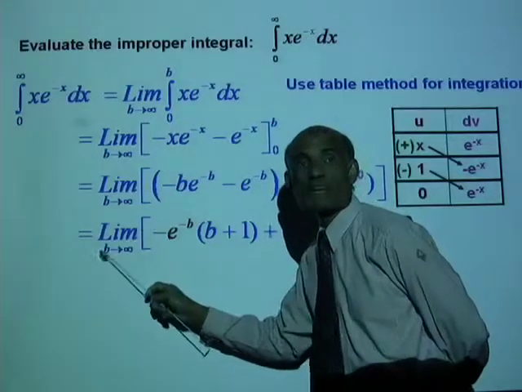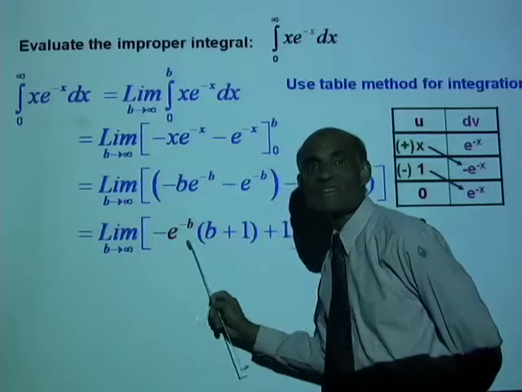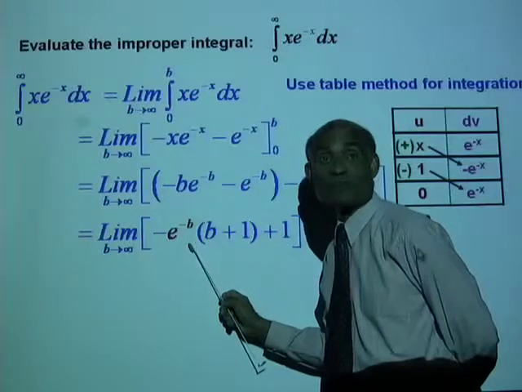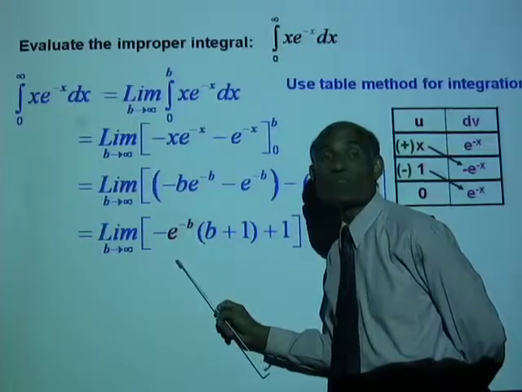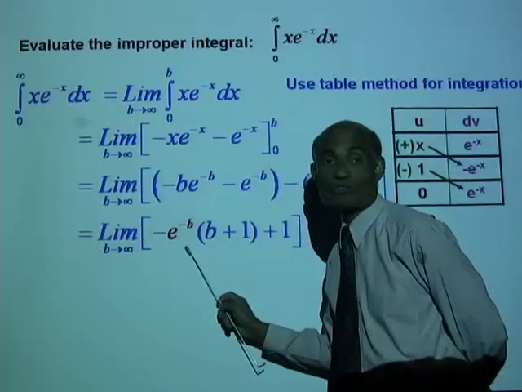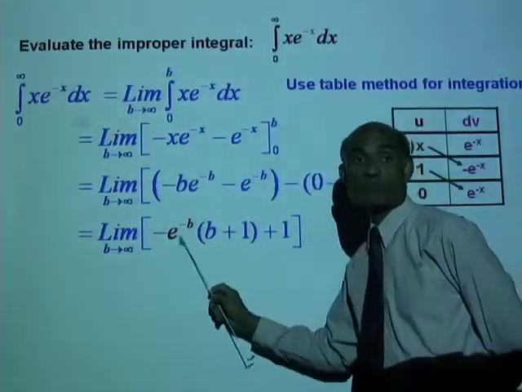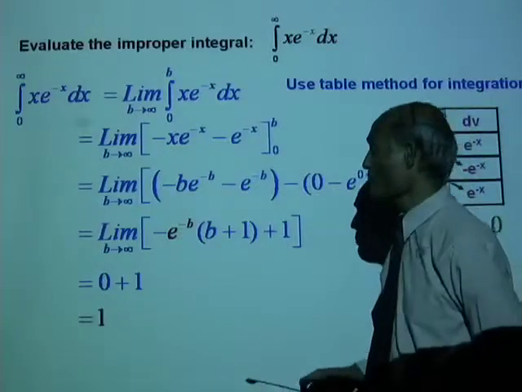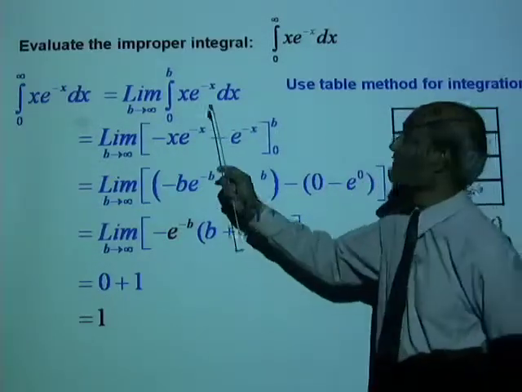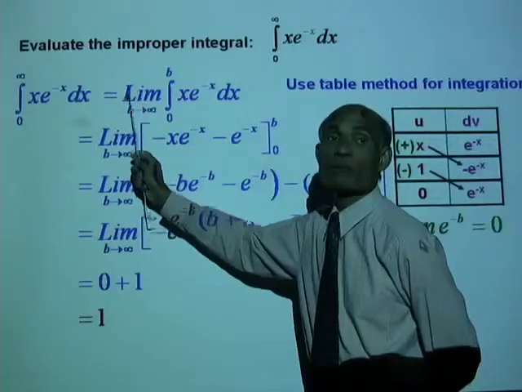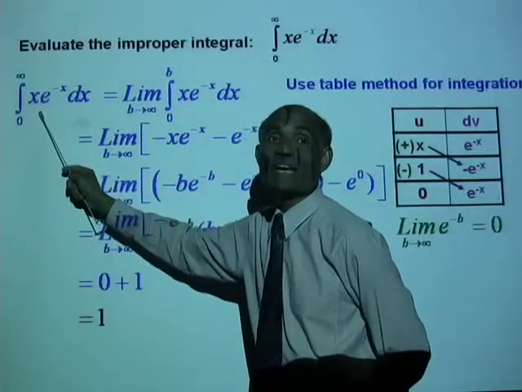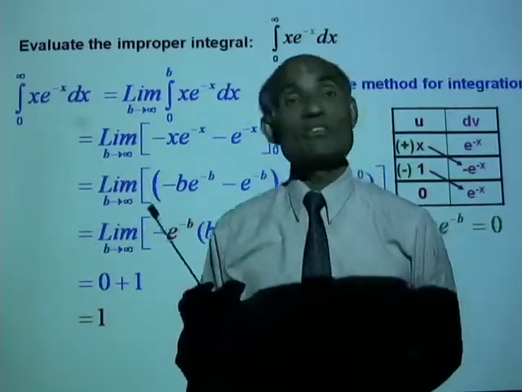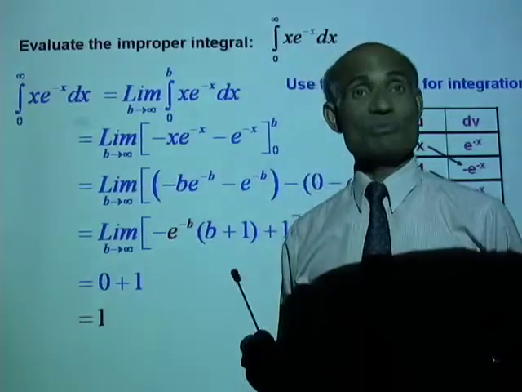Okay, what is the limit as b approaches infinity of e to the power of negative b? Well, that limit is 0. That will be 1 over e to the power of positive infinity, which is 0. That will eliminate this term completely, leaving us simply the answer 1. So that will be 0 plus 1, which is 1. The value of this improper integral, the integral from 0 to infinity of x e to the power of negative x dx, is 1, which means that it is a converging improper integral.